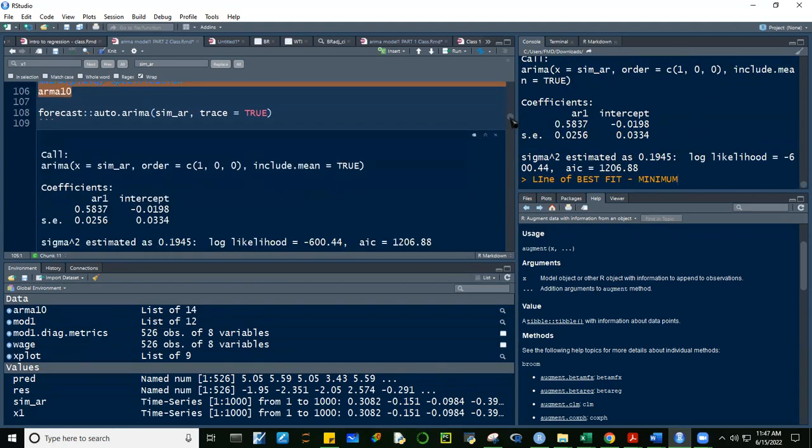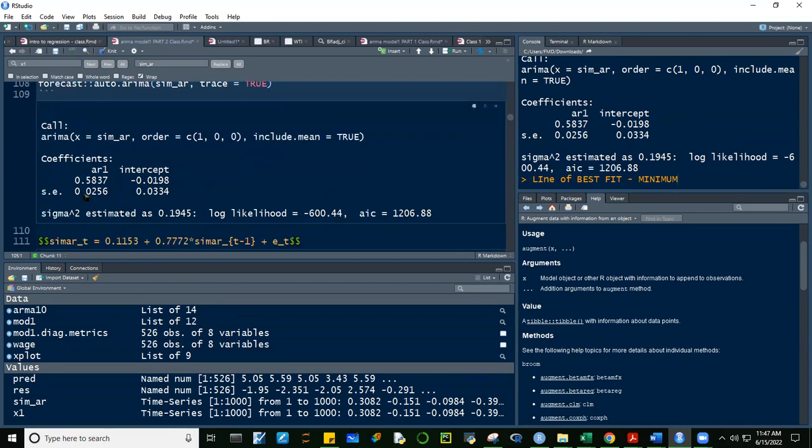it gives us the AR1 component, 0.5837. As expected, guys, this should be less than 1. Then the intercept. Then its AIC, 1206.88. This is only useful if you're comparing between models, no?